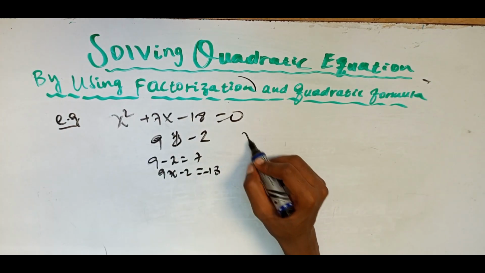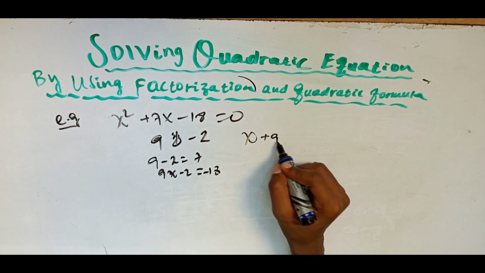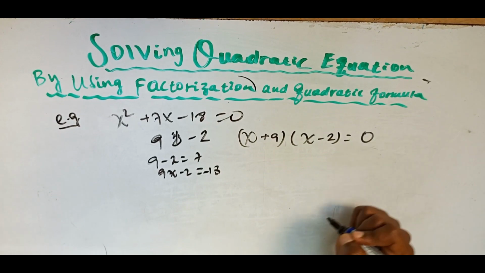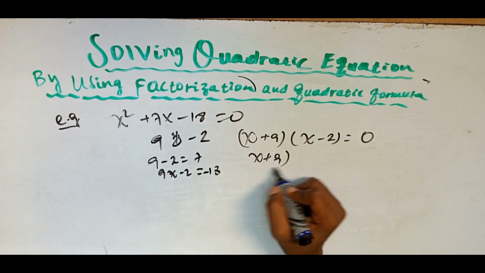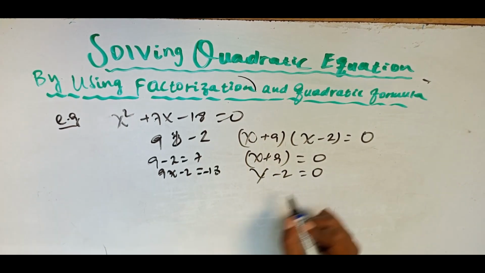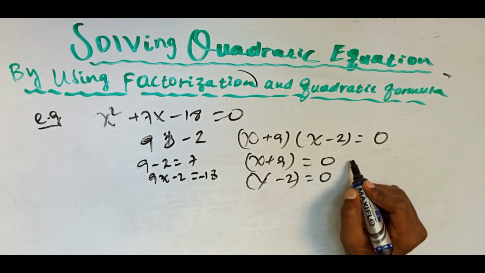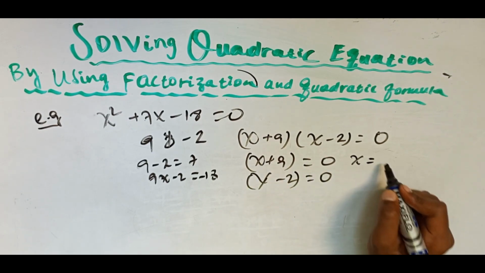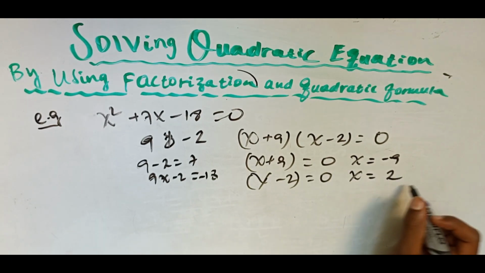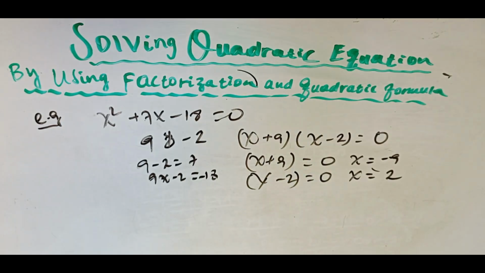So what we are going to do is x plus 9 times x minus 2 is equal to 0. So x plus 9 is equal to 0, or x minus 2 is equal to 0. From x plus 9 is equal to 0, we get the value of x is equal to minus 9. From this, x is equal to 2. So we are getting the same value as the quadratic formula.